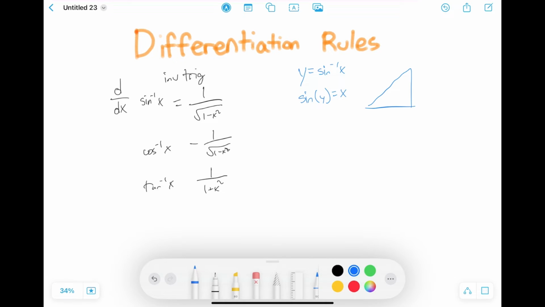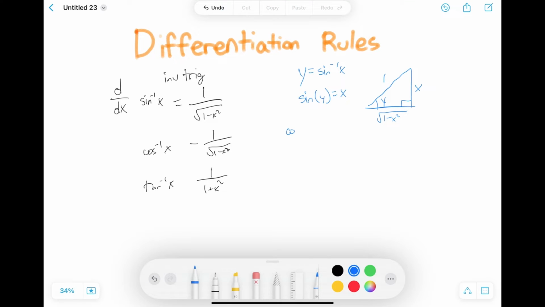And if we draw out this kind of right triangle here with our angle here, we can draw a triangle that looks like this. And this works because if you take the sine of y, it's opposite over hypotenuse. So x over 1, that gets you x. And now let's differentiate each side using the chain rule.